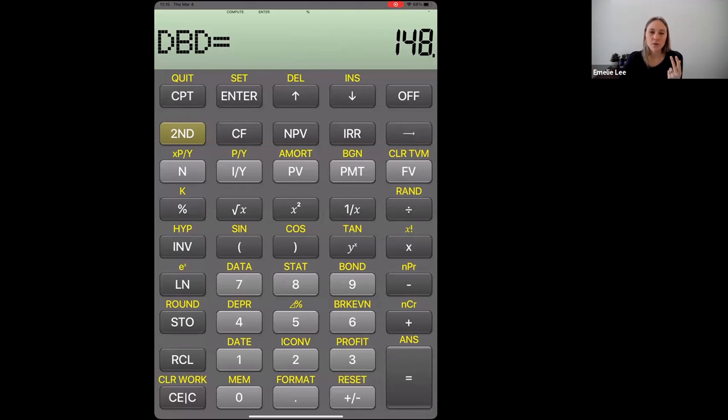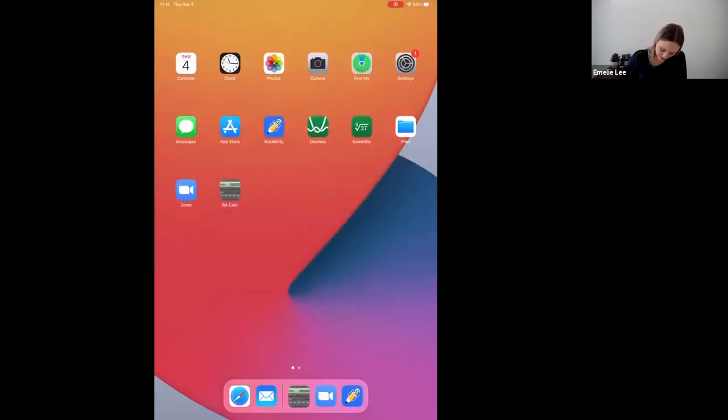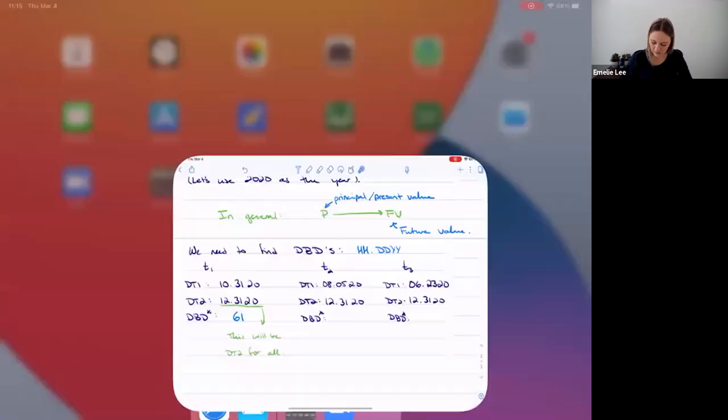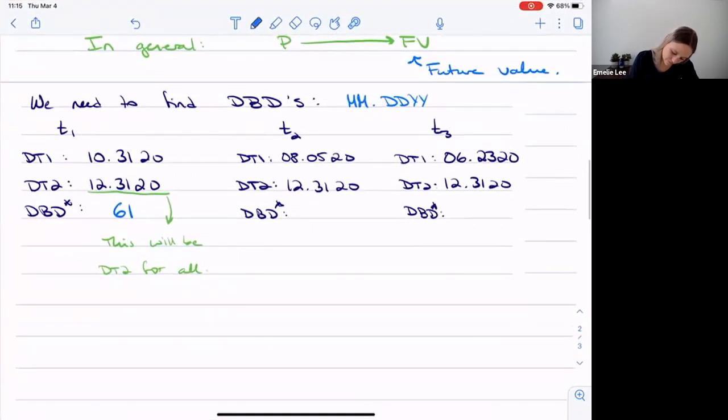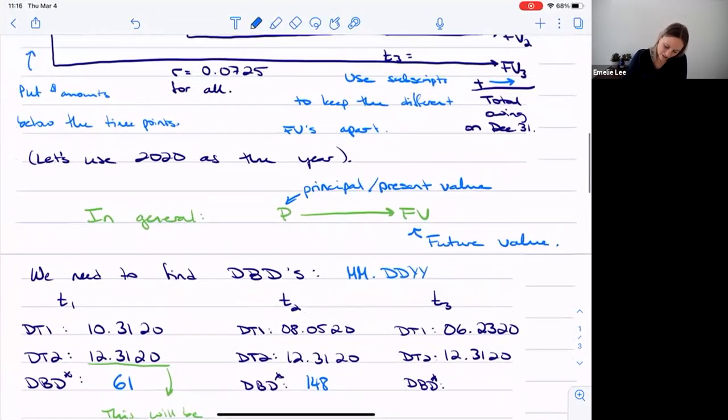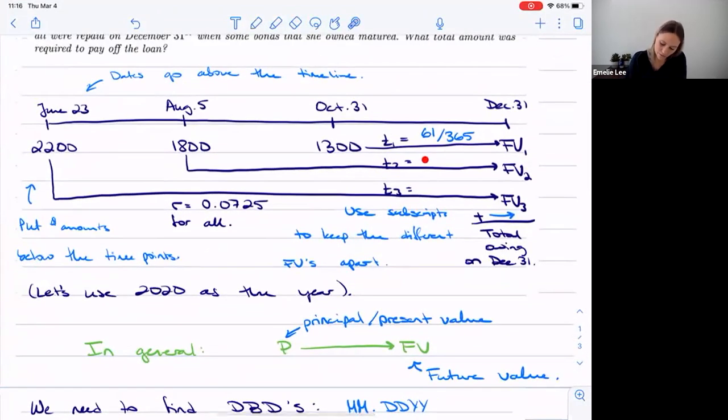Right? So now I can jot that down. Okay, 148. As a mental check-in note, I want to make sure that when I put down 148 out of 365, 148 is longer than 61, right? You just want to make sure that what you're saying makes sense. So then 148 out of 365.